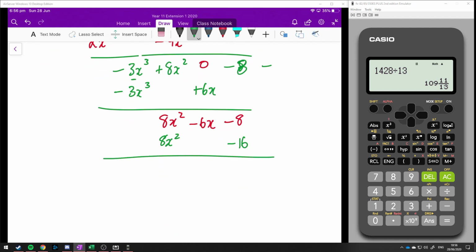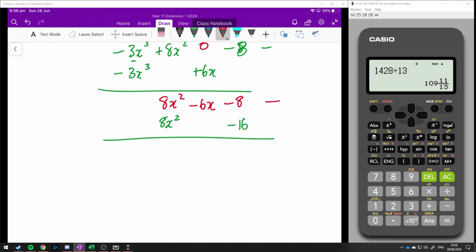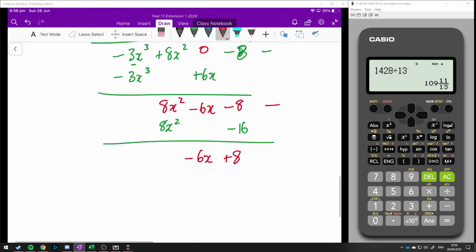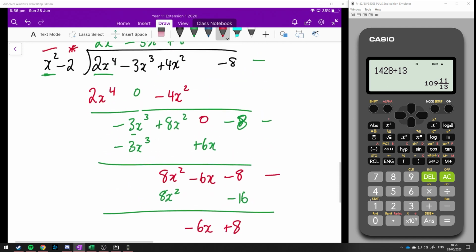Okay. Now we're going to subtract the two again like we did before. 8x squared minus 8x squared is equal to 0, so I can leave that blank. Minus 6x minus nothing is still equal to minus 6x. And minus 8 minus negative 16 is equal to positive 8. So just like that, we're going to leave that one there.